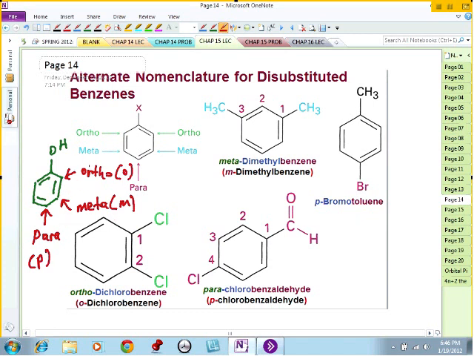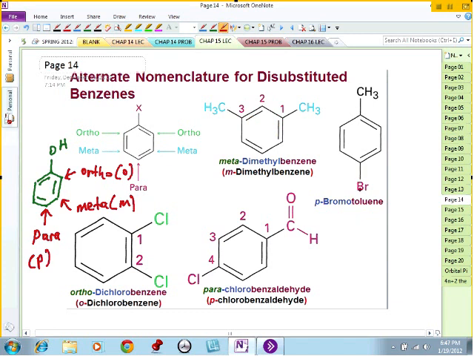Okay, for example, in this particular instance, you have this molecule here, we call this meta-dimethylbenzene, or m-dimethylbenzene. In other words, the two methyl groups are meta to each other. They are in a 1-3 relationship to each other. You see that? So that would be an acceptable name for this molecule.